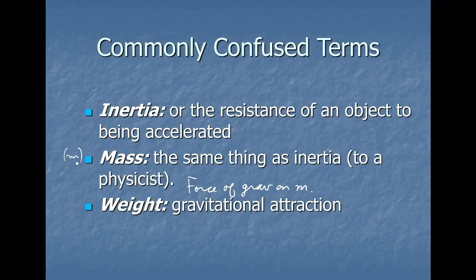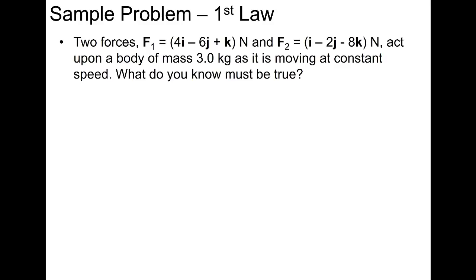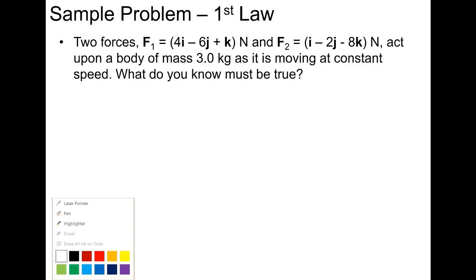Now inertia we don't really use as a variable in linear motion, but you could think of inertia as kind of being equal to mass, which is proportional to weight. And so we'll talk about exactly what weight is in a little bit. Okay, so let's look at an example of using the first law.